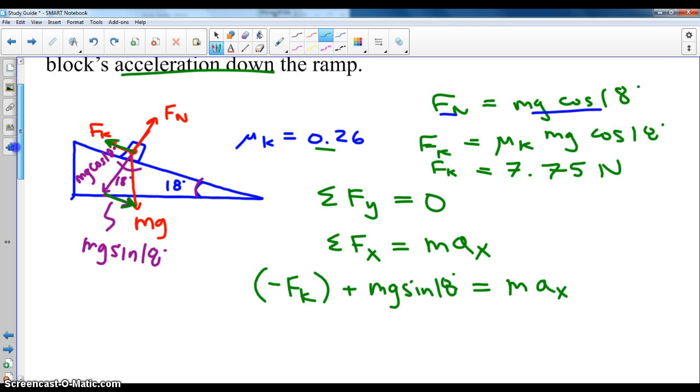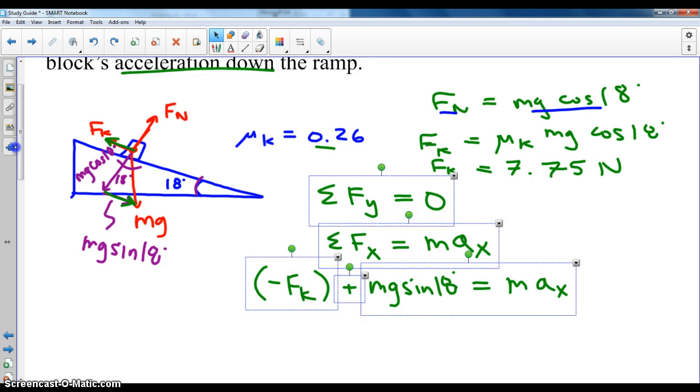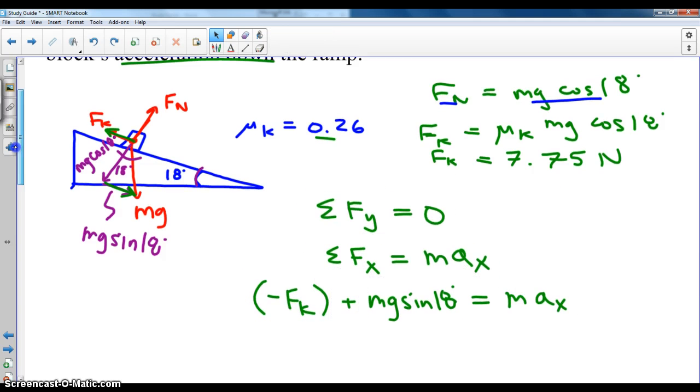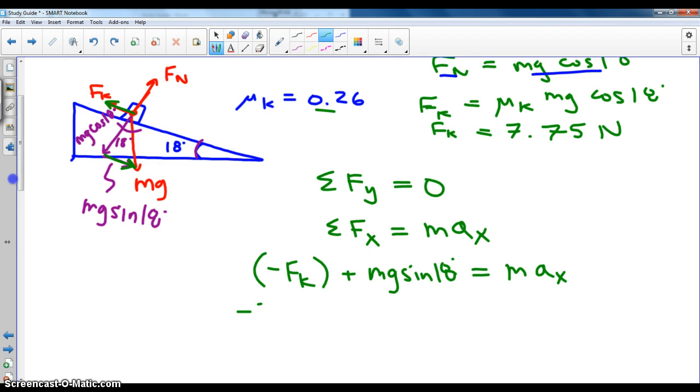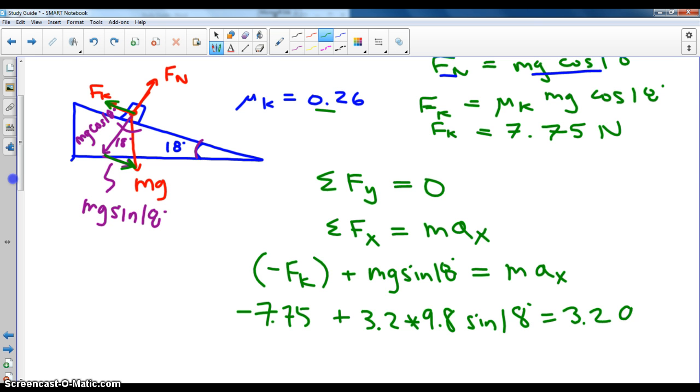Right. Now we can easily find the acceleration down the ramp. We just found Fk, 7.75, plus, what's the mass? 3.2 times 9.8, sine 18. Oh, don't put the weight right there, just put the mass, 3.2 again. And you solve for the acceleration. Evaluate, that's a fancy word for calculate. Evaluate the left side and divide it by 3.2.